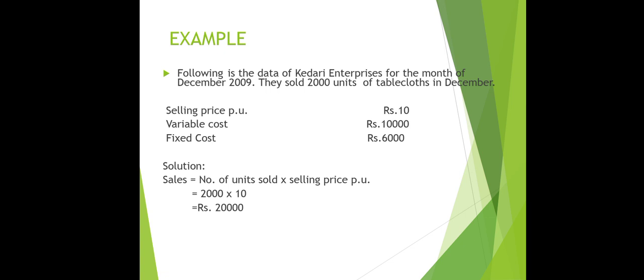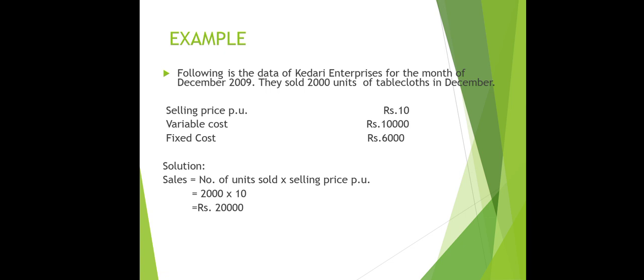First we are going to calculate sales. What is the formula for sales? Here we see they sold 2000 units and they give the selling price per unit as rupees 10. The sales value is equal to number of units sold into selling price per unit. Then 2000 into 10, rupees 20,000 is the sales value.